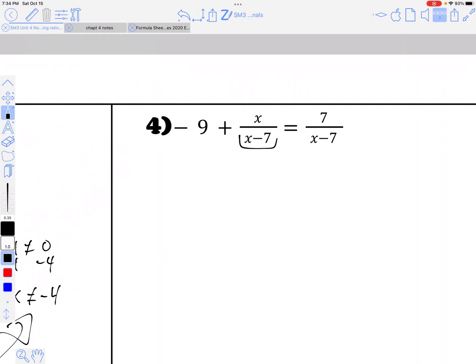So on number 4, I'm going to look for the least common denominator, which is x minus 7. So I'm going to go through and I'm going to multiply everything by x minus 7.